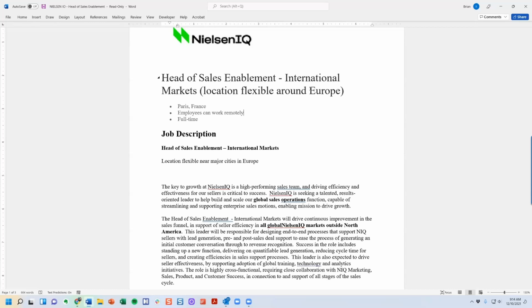This is an international market, which means Nielsen wants to grow and or support salespeople differently. In an international position like this, especially if the company is based in North America, it really involves understanding what's available from headquarters, right? What's available from the mothership, so to speak, and tailoring it for salespeople in market.